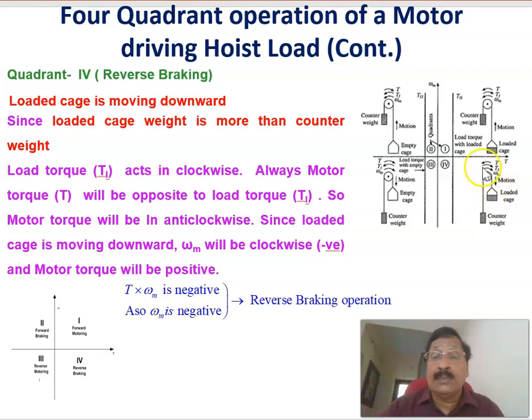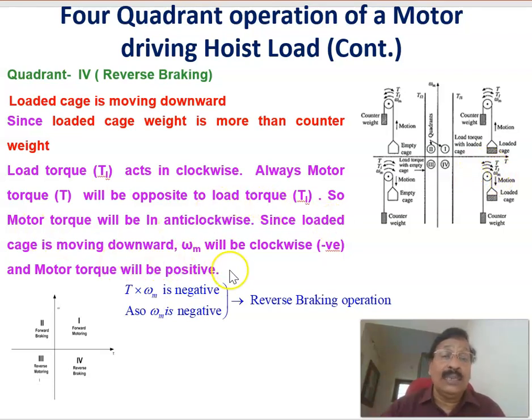The loaded cage is moving from the upper level to the lower level. Since the loaded cage's weight is more than the counterweight, the load torque is acting in the clockwise direction. Therefore, motor torque will always be opposite to the load torque, so the motor torque will be in the anti-clockwise direction.